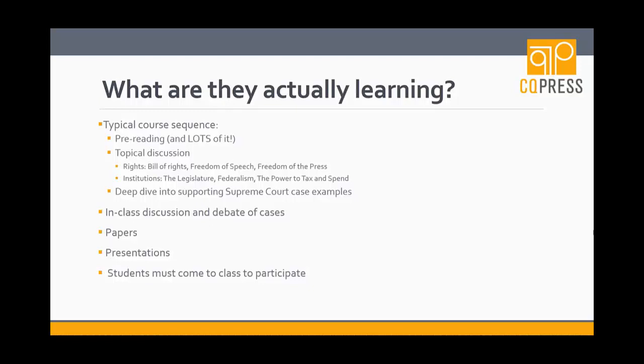And then when they get into class, they will kick it off with a topical discussion. If they're talking about rights, they're going to have a discussion about things like the Bill of Rights or freedom of speech, freedom of the press. If it's institutions, they're going to talk about legislature, federalism, the power to tax and spend. These are the topical things that they'll talk about. And with each one of those topics, they will spend time doing a deep dive into the supporting Supreme Court case examples. For each one of these topics, there's a whole list of Supreme Court cases that really illustrate the fundamental concepts and nuances of these topics.